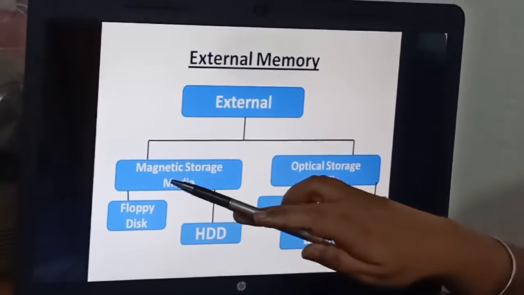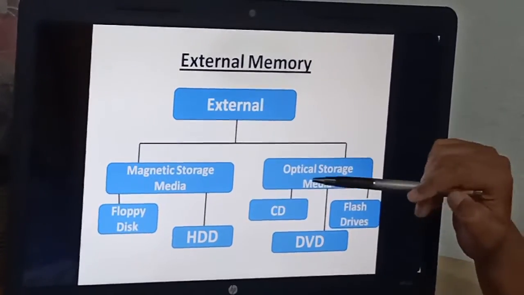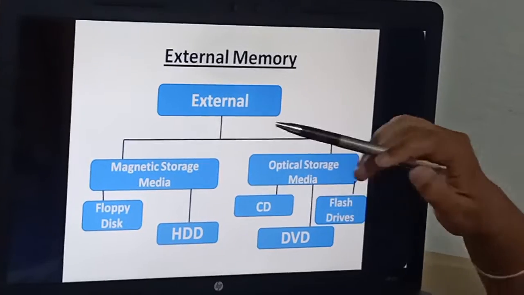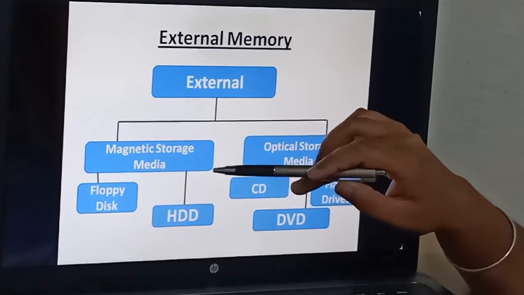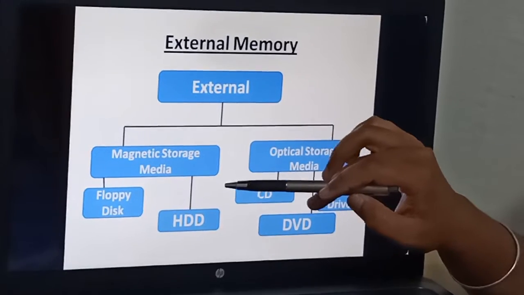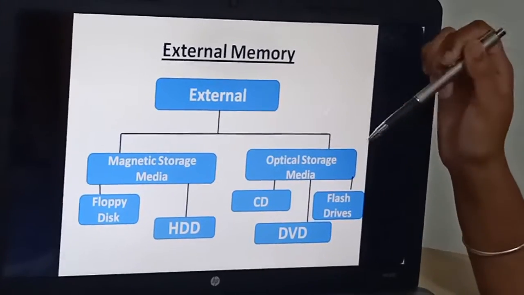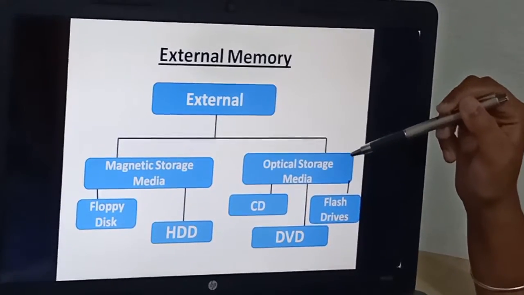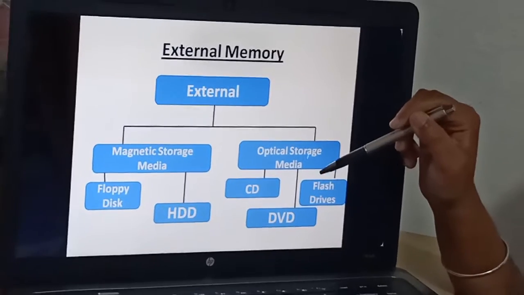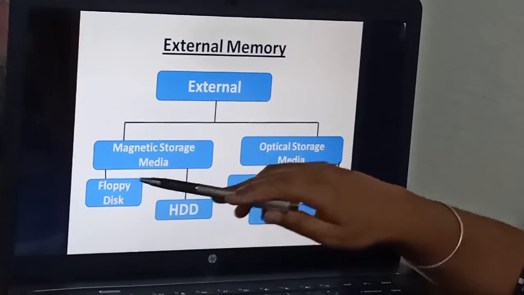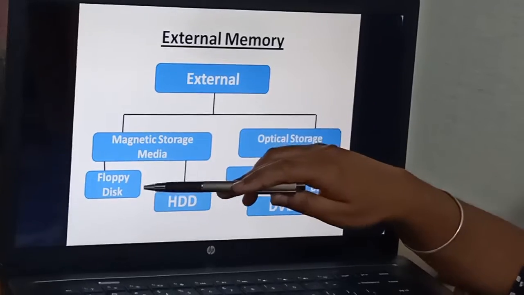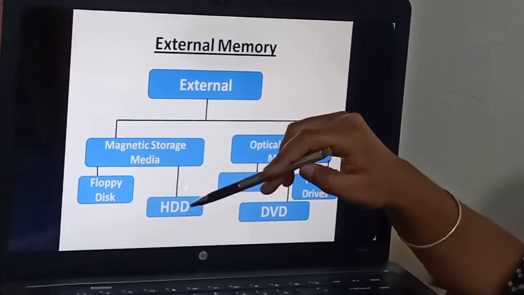External memory is of two types, magnetic storage media and optical storage media. As the name suggests, magnetic storage media means those storage media which use an electromagnetic technique to store your data, to retrieve your data, or to access your data. Optical storage media is the one which uses optics or laser techniques to store or access your data. The magnetic storage media has two examples, floppy disk and hard disk drive.